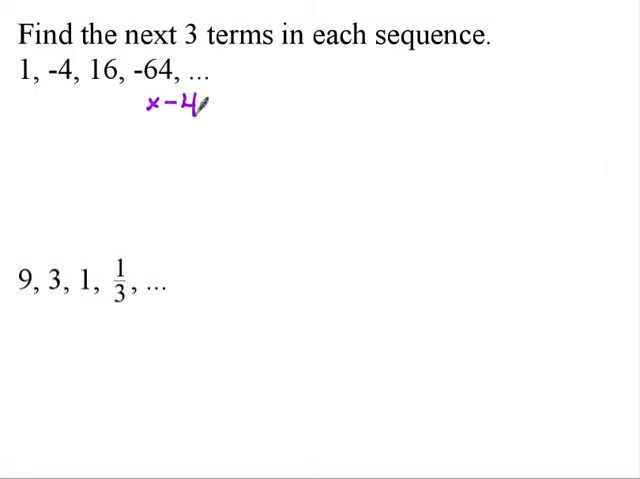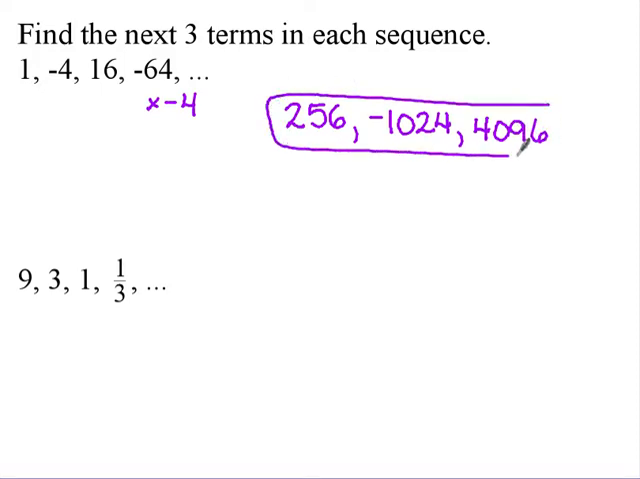What's the first number I get? 256. Now I'm going to take 256 times -4, which gives -1024. Multiply that by -4. You should get 4096, and there you go. That's all you do.